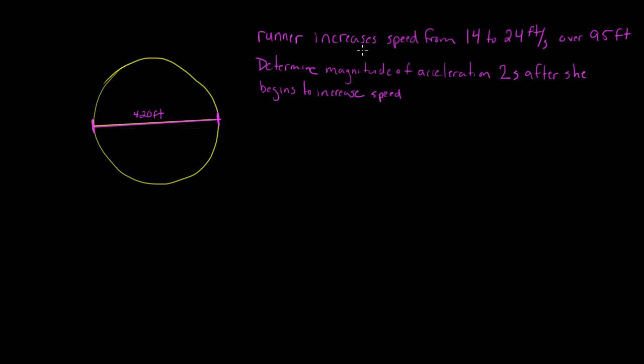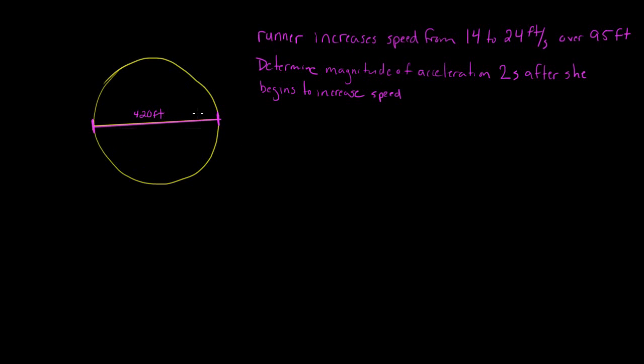This problem states that a runner increases her speed from 14 feet per second to 24 feet per second over 95 feet. Determine the magnitude of the acceleration 2 seconds after she begins to increase speed. It also tells us that she does this on an outdoor track that has a diameter of 420 feet.